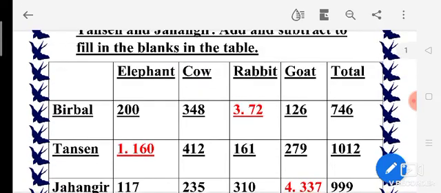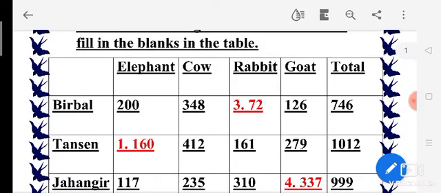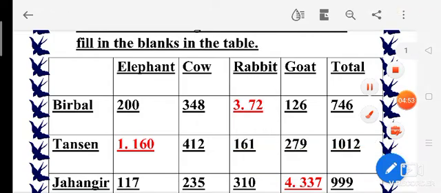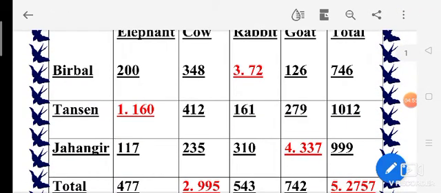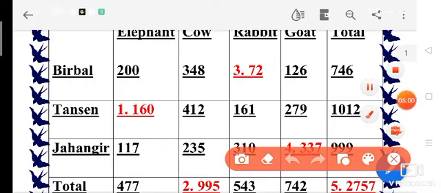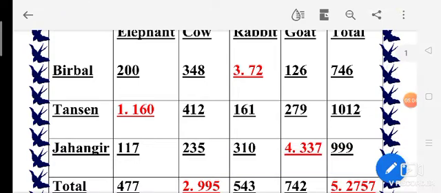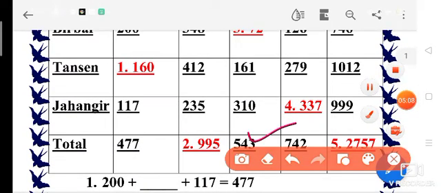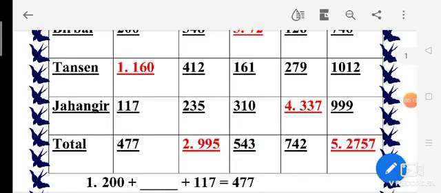Okay, third one we will do for rabbit. Birbal, we don't know the number of rabbits Birbal is having, that we have to find out. Tansen we know, 161, Jahangir we know, 310. So firstly add these two, and whatever answer you get, subtract it from this 543. Got it? So let us start now.